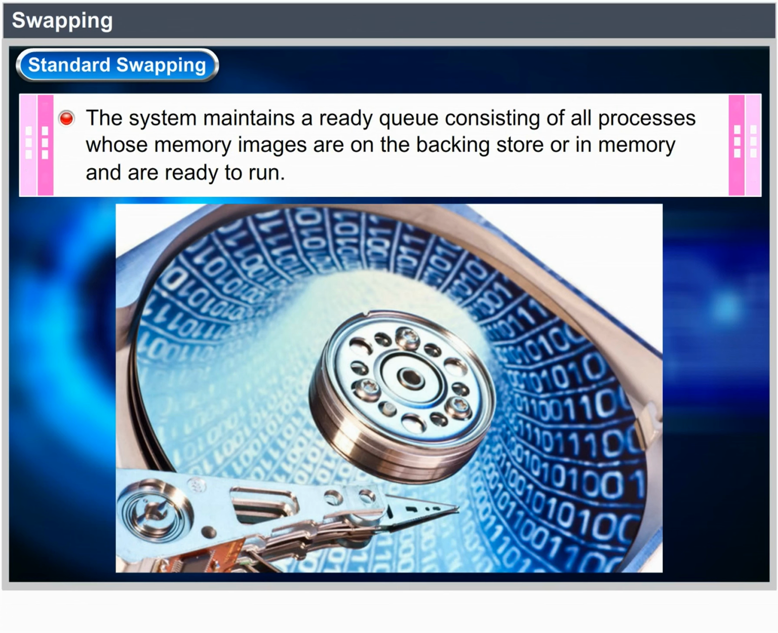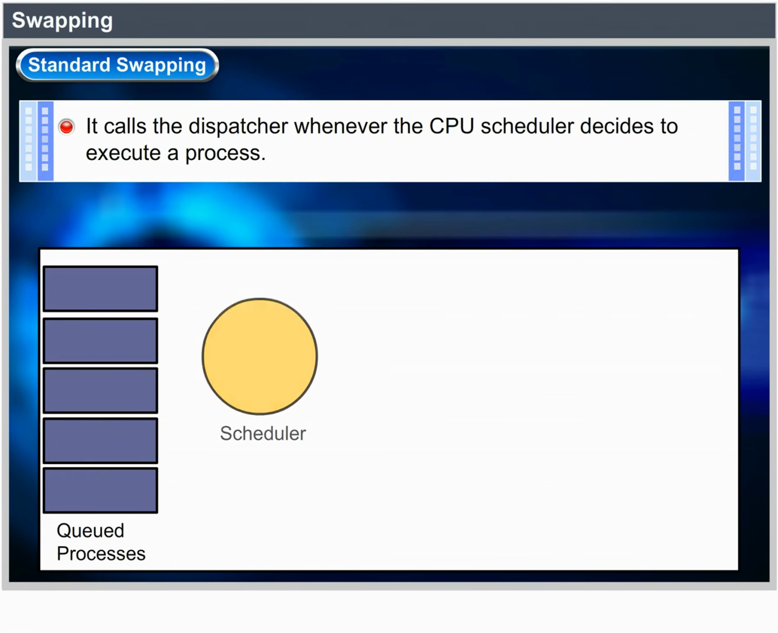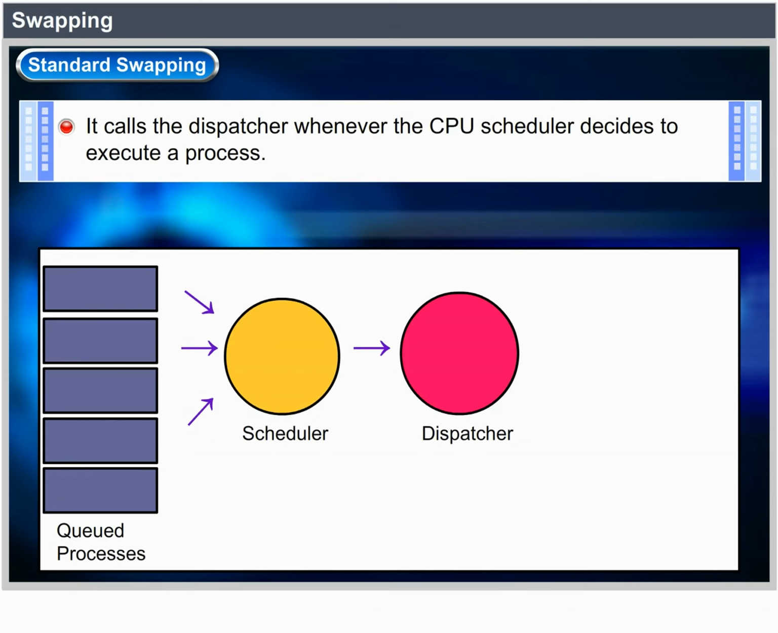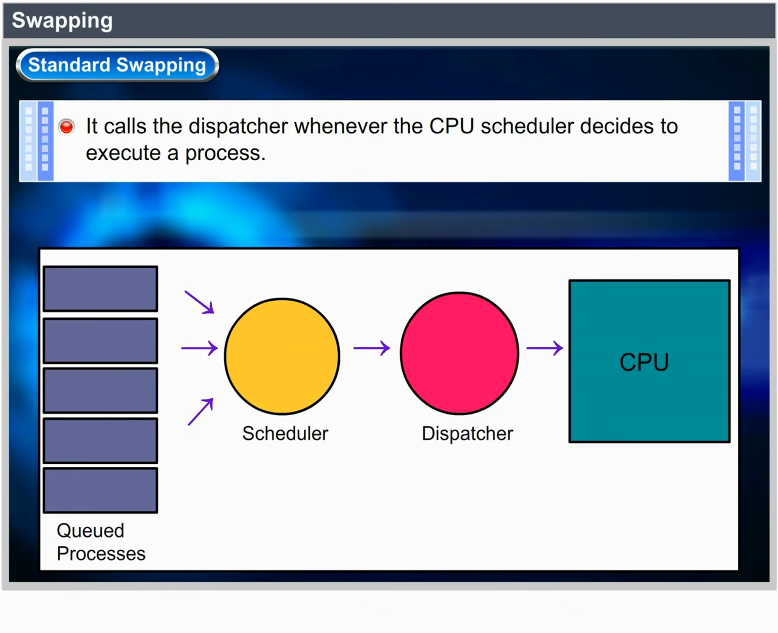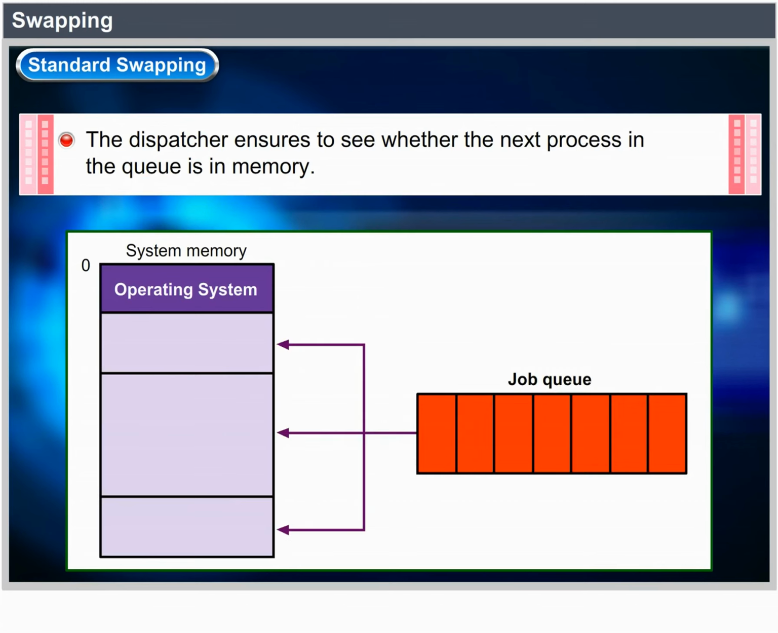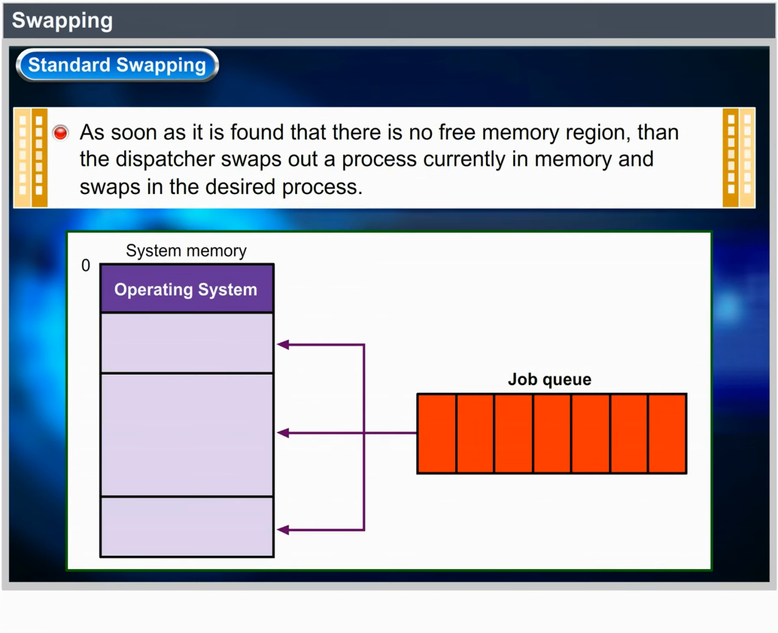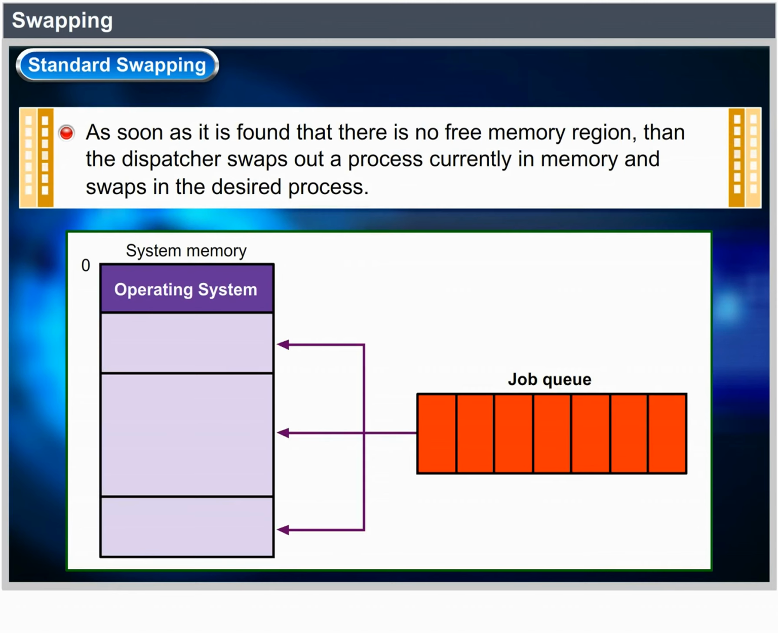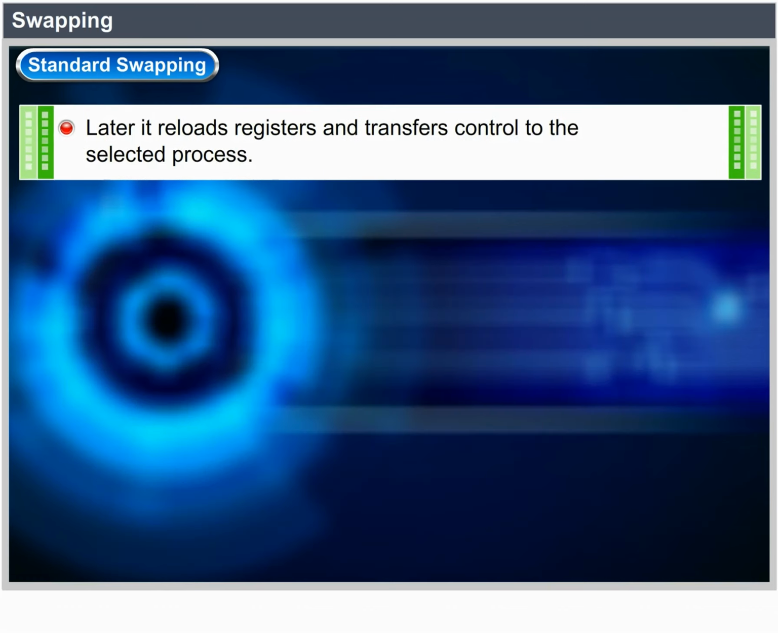Whenever the CPU scheduler decides to execute a process, it calls the dispatcher. The dispatcher checks to see whether the next process in the queue is in memory. If it is not, and if there is no free memory region, the dispatcher swaps out a process currently in memory and swaps in the desired process. It then reloads registers and transfers control to the selected process. The context switch time in such a swapping system is fairly high.